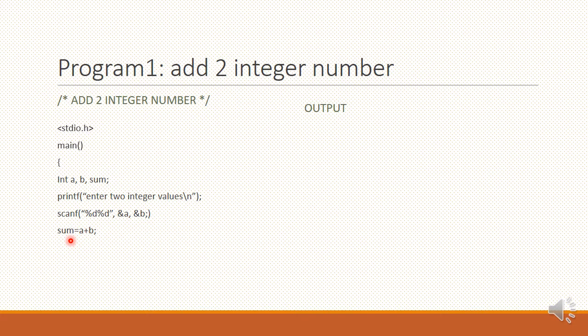So how you use expressions in simple mathematics, in the same way you have to write them. That is why we say that C is an English-like language. Sum is equal to a plus b. If I want to add three numbers, I write a plus b plus c. If I want to find the average, a plus b plus c by 3. Like that, simple mathematics you are using here.